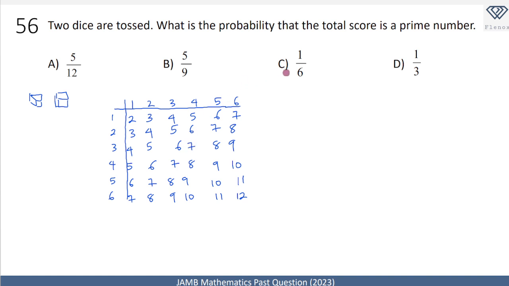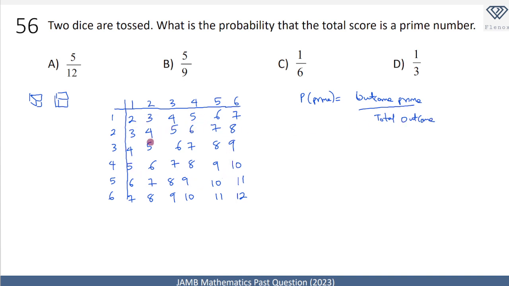Now the question is asking us the probability of finding a prime. So the probability of finding a prime will just be equal to the outcomes that are prime, divided by the total possible outcomes. Now, these are all the possible outcomes.